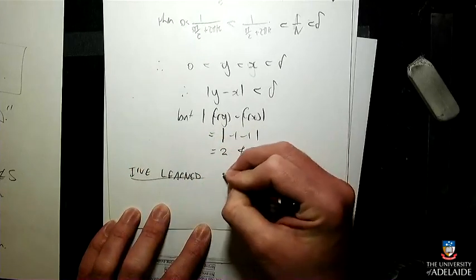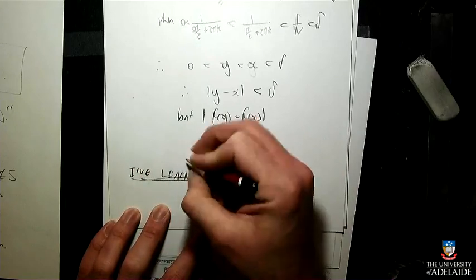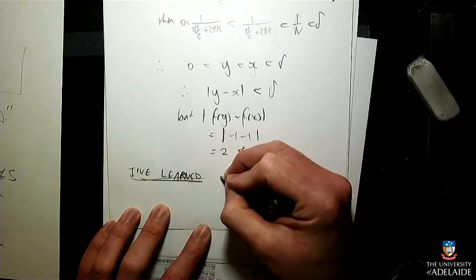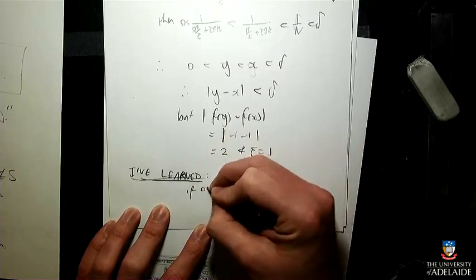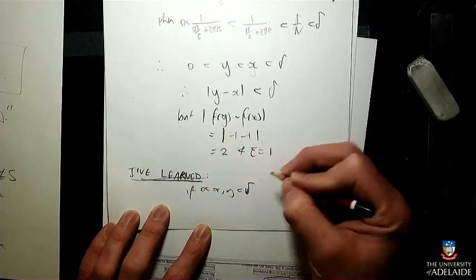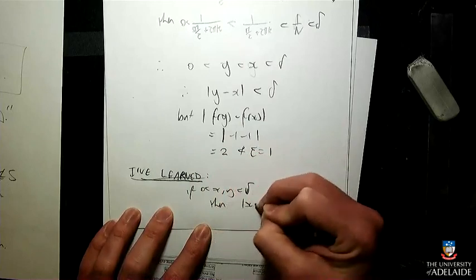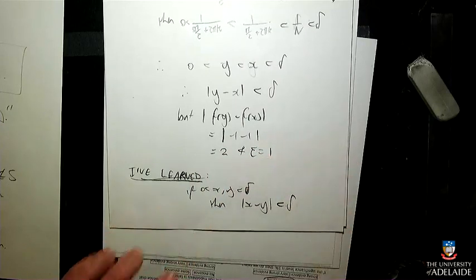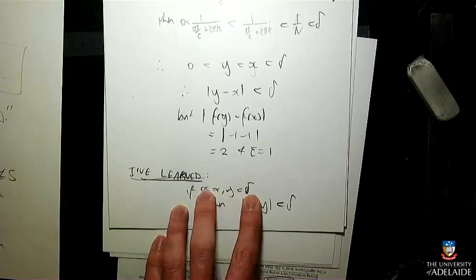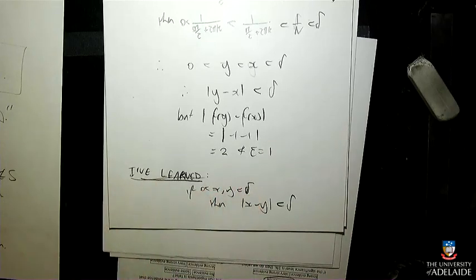I've learned if x and y are between 0 and delta, then the distance between x and y is less than delta. That's a useful thing to know. Yeah, because it's distances, right? These two have to be closer to each other than these are because they're all inside there.